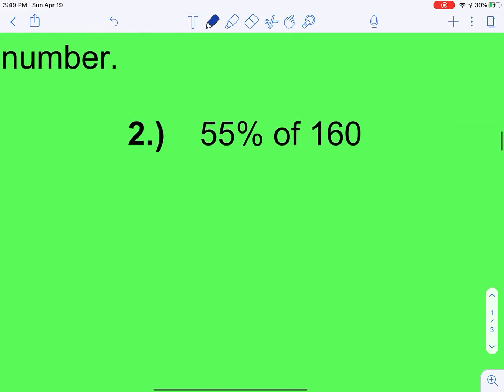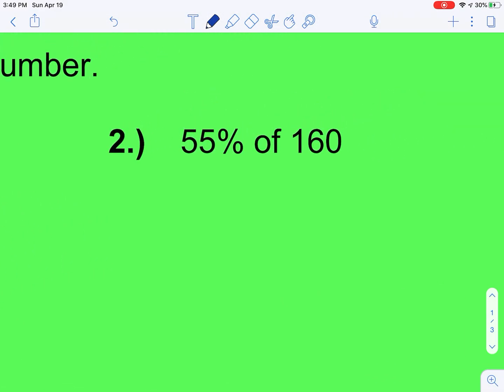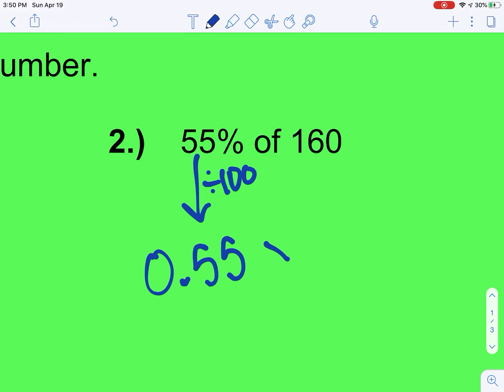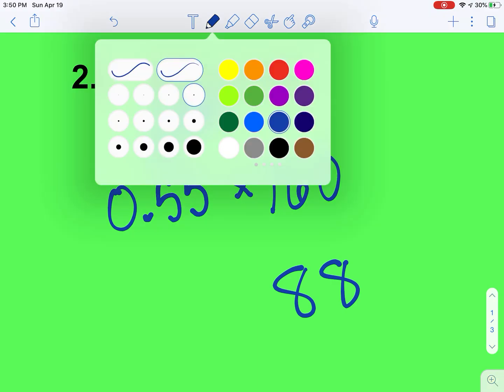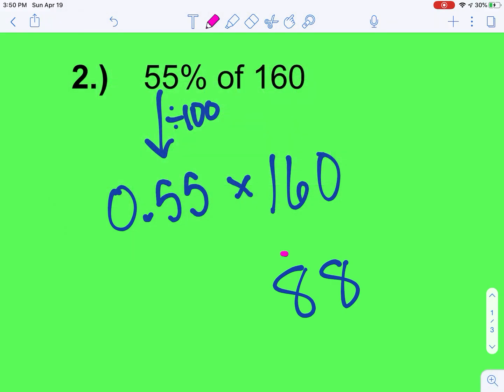All right, number 2. 55% of 160. So I'm going to take my 55% and divide by 100 because I need to turn that into a decimal. And I get 0.55. Then all I do is multiply the other number, times 160. 55 hundredths times 160 is 88. So that means that 55% of 160 is 88.